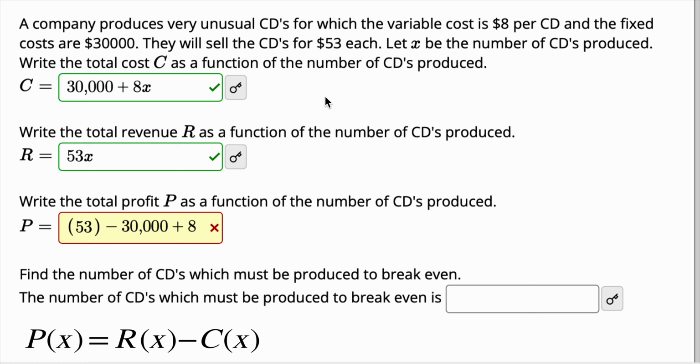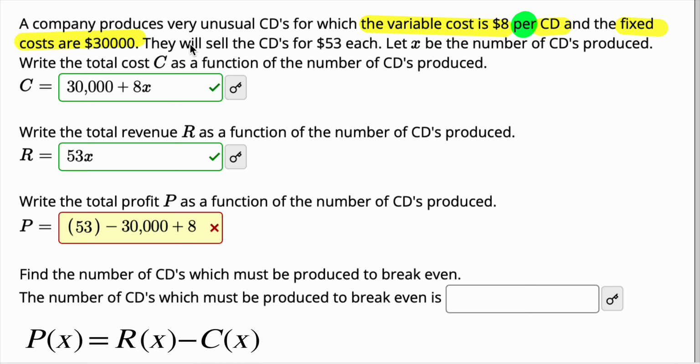This is an example of revenue, cost, profit, and break-even point. So if I read through this question here, it says that I have a company that produces unusual CDs in which they're telling me right here the variable cost is $8 per. That word per is telling me times each CD or the quantity of CDs. And then it's also telling me that the fixed costs, again, another cost, are $3,000.